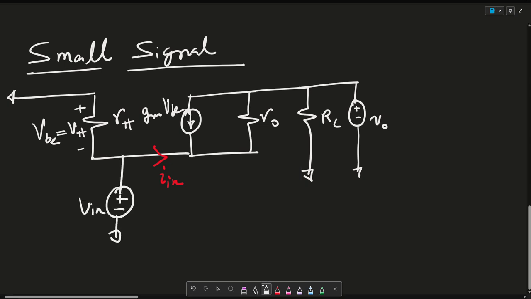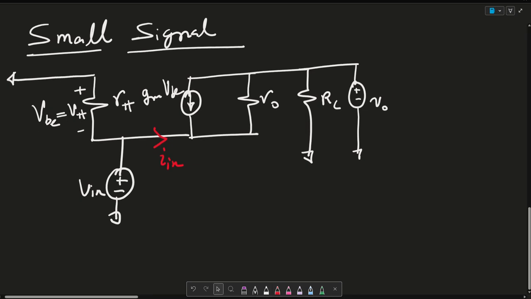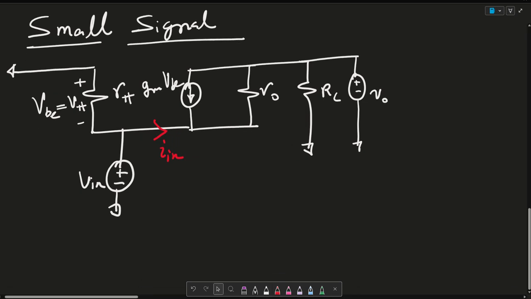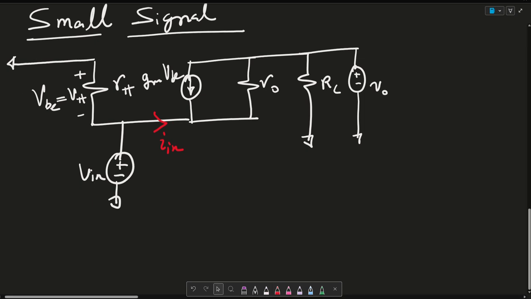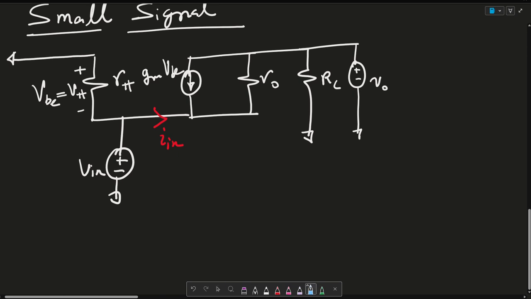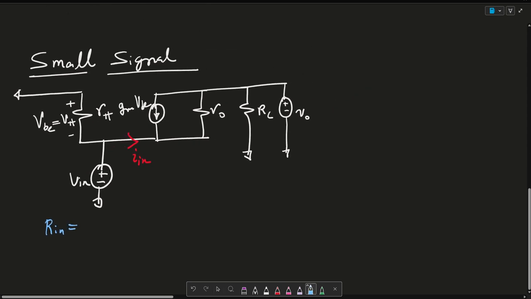So this is Vin. The first thing, we want to write a couple of equations using KVL and KCL equations, using circuit analysis. In order to solve for Rin, we need to realize that Rin is equal to Vin over Iin when Vout is equal to 0, or essentially you short Vout to ground.